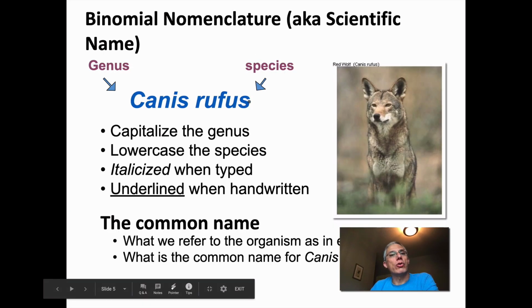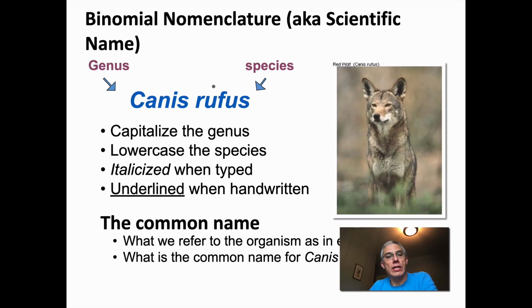So when you think about binomial nomenclature, again, just scientific naming, we have a genus, and that's going to be this one. And again, as I had said before, Rufus, for this particular animal right over here, is going to be this wolf species name. Now, there are some rules that need to be followed when it comes down to scientific naming, and these rules are universal across the globe.